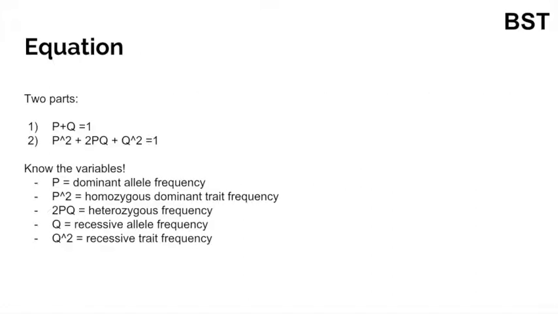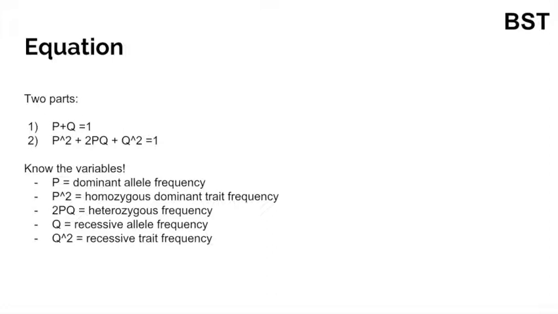So now, let's look at the equations for Hardy-Weinberg. There are 2 parts to the equation. First, p plus q equals 1. Second, p squared plus 2pq plus q squared equals 1. These don't require such complex math. More often, students mess up because they don't know the variables, and this can lead to a lot of careless mistakes when all the work was done correctly. We'll just review them really quickly.